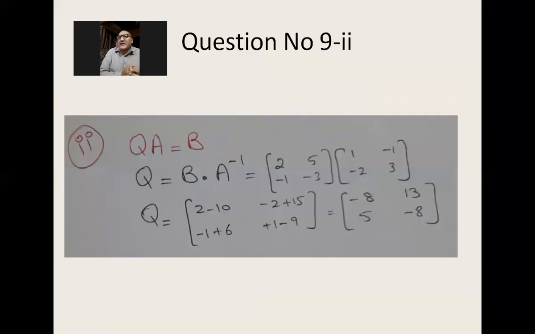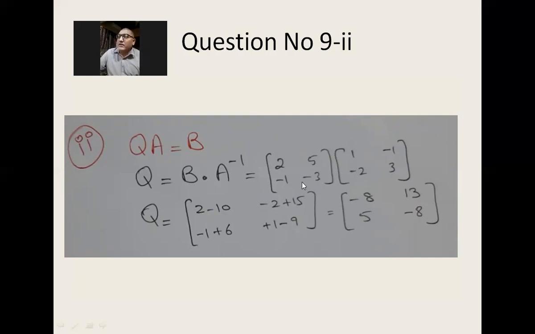So the next part is QA equals to B, and I want to find out the value of the Q. So I will take this A to the other side, and it will become A inverse, because the A on the left side was on the second position. So when it goes to the other side, its inverse will be also written on the second position. So B multiply A inverse, that will be equals to the Q. So just put these values. The B value is 2, 5, minus 1, minus 3. The A inverse value is 1, minus 1, minus 2, 3.